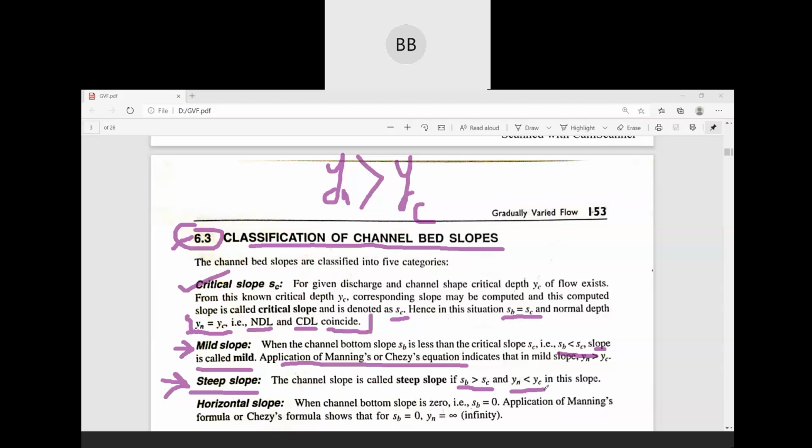Okay, so you kindly write down these three, then we are going to proceed again. We have horizontal slope. First, you write down these three. One is critical slope, second one is mild slope, and third one is steep slope.